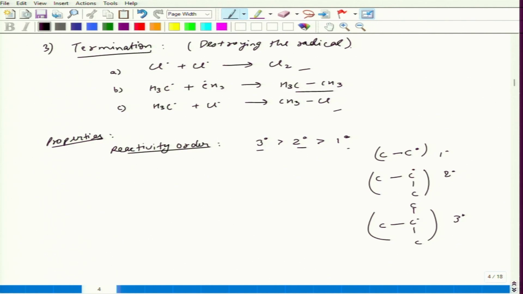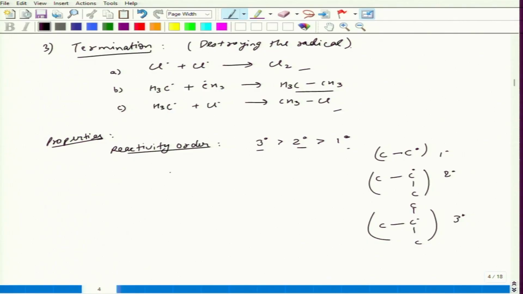Now, the third degree radical is more stable than the second degree or first degree radical. So, that is why, if I take an example, let us suppose, CH3-CH2-CH3, a 2 degree alkane.